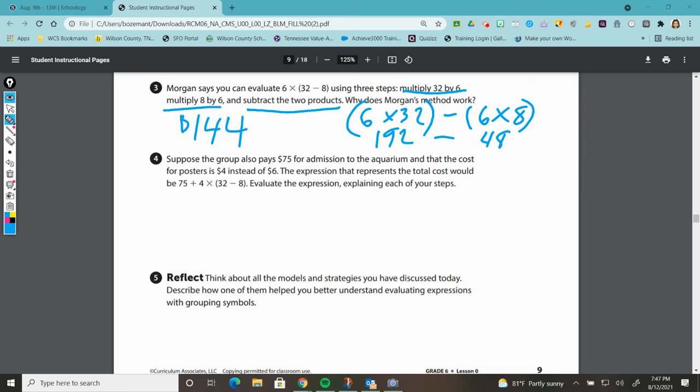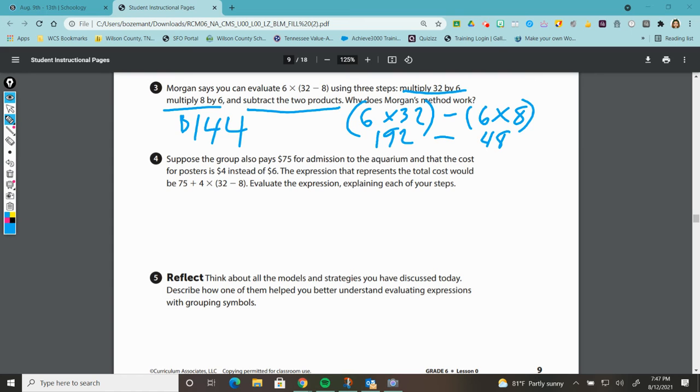Why does Morgan's method work? Well, there's something that we've used before in previous grade levels that we call distributive property. Distributive property says that when I have multiplication and I'm multiplying times a group, I can take the number that I'm multiplying by, that factor, and I can share that factor with every number in the group. So that is what Morgan has done with Morgan's method.